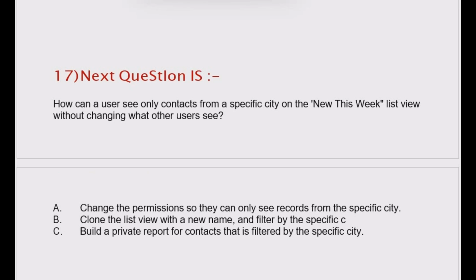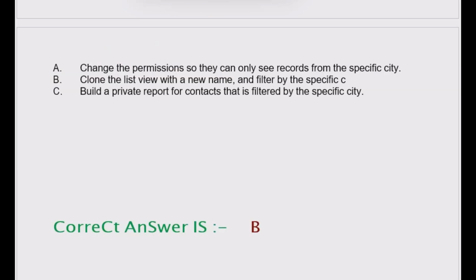Question is, how can a user see only contacts from a specific city on the New This Week list view without changing what other users see? Option A. Change the permissions so they can only see records from the specific city. Option B. Clone the list view with a new name and filter by the specific city. Option C. Build a private report for contacts that is filtered by the specific city. Correct answer is option B.